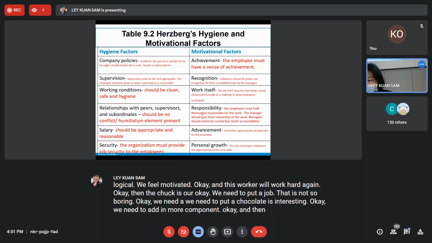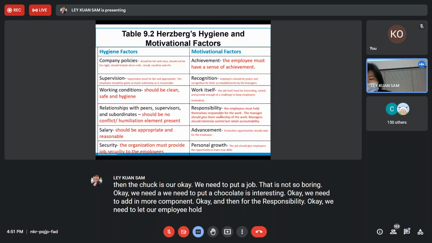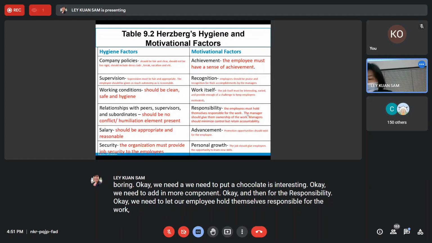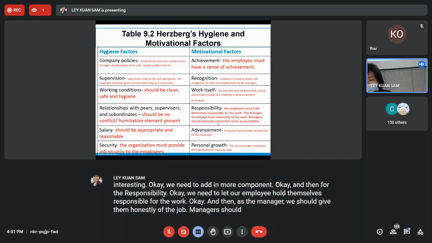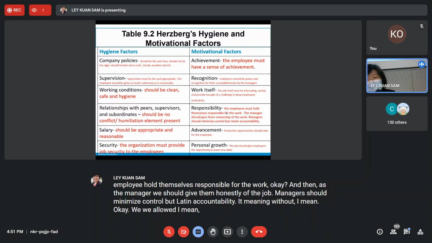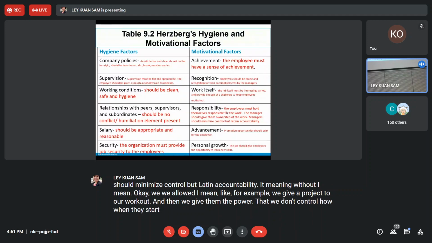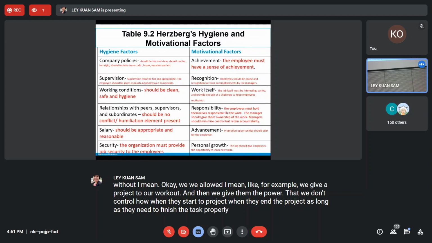For responsibility, we need to let our employees hold themselves responsible for the work. As a manager, we should give them ownership of the job. Managers should minimize control but retain accountability. For example, we give a project to our worker and give them the power. We don't control when they start or end the project, as long as they finish the task properly and on time.